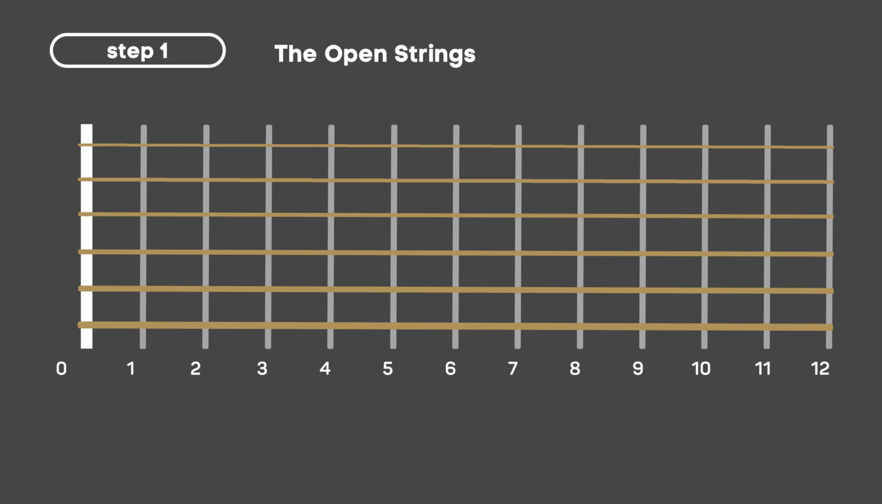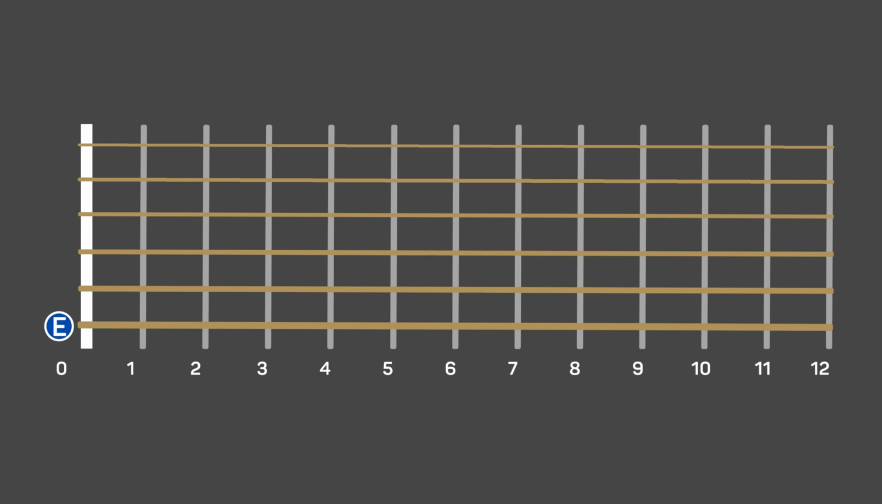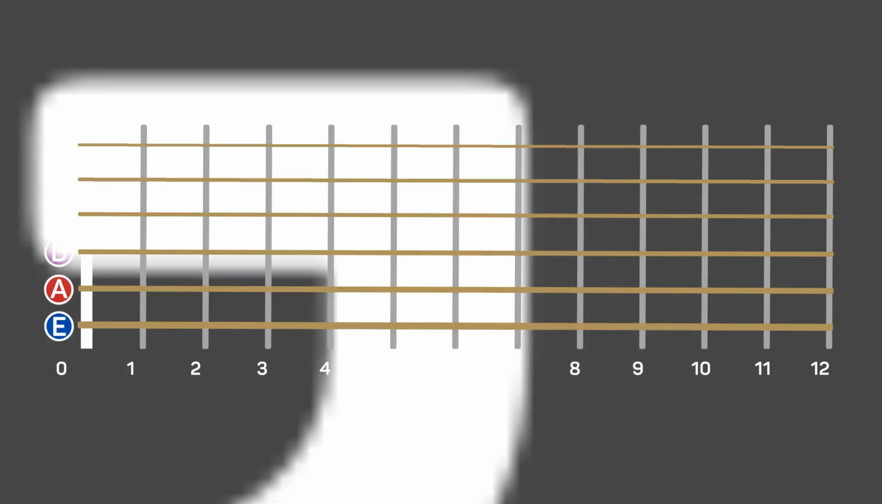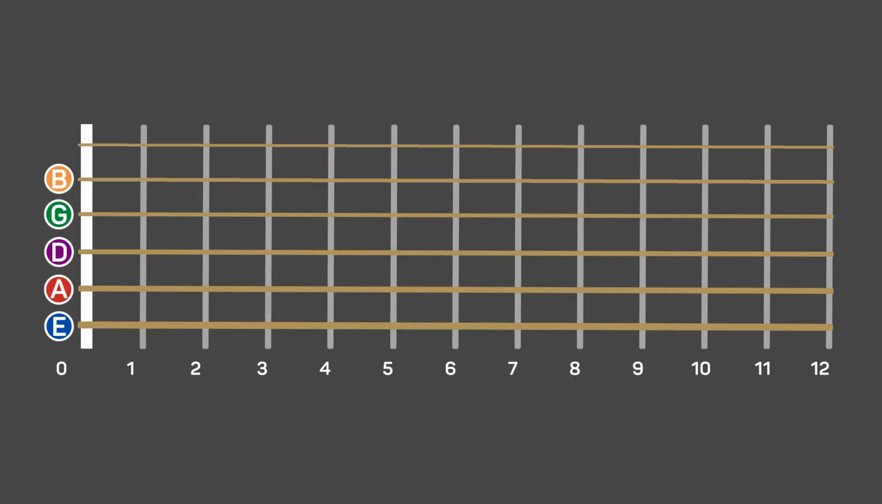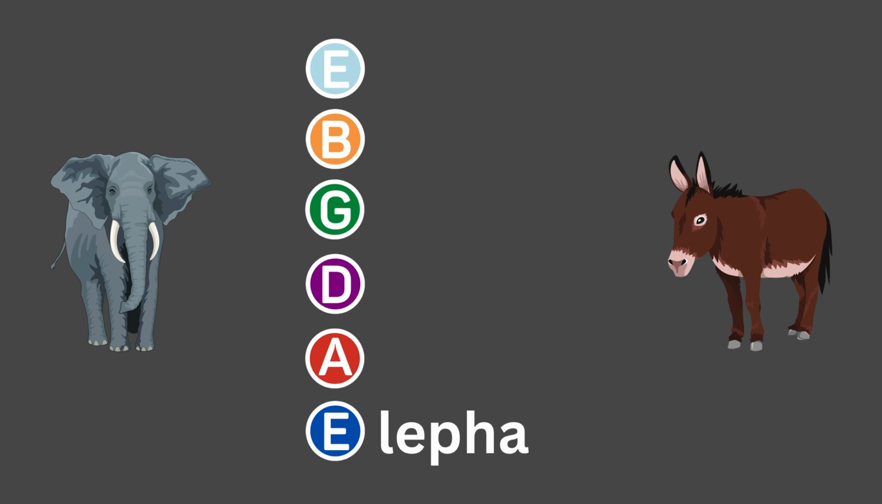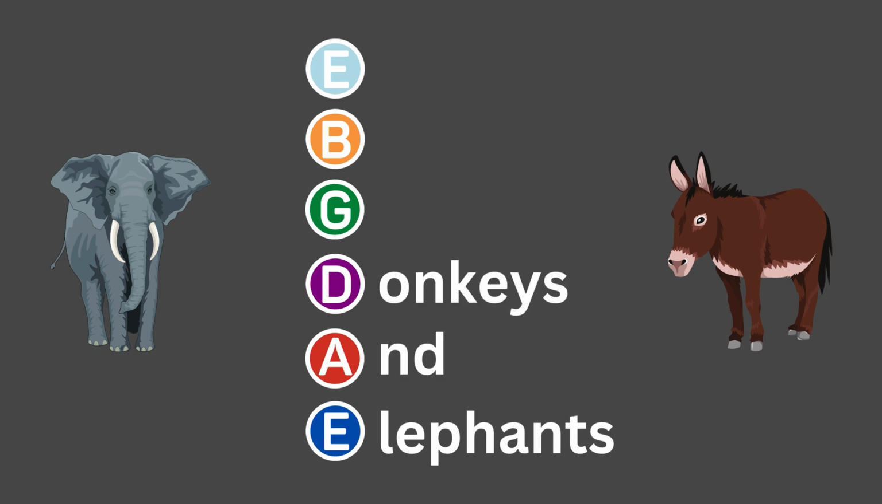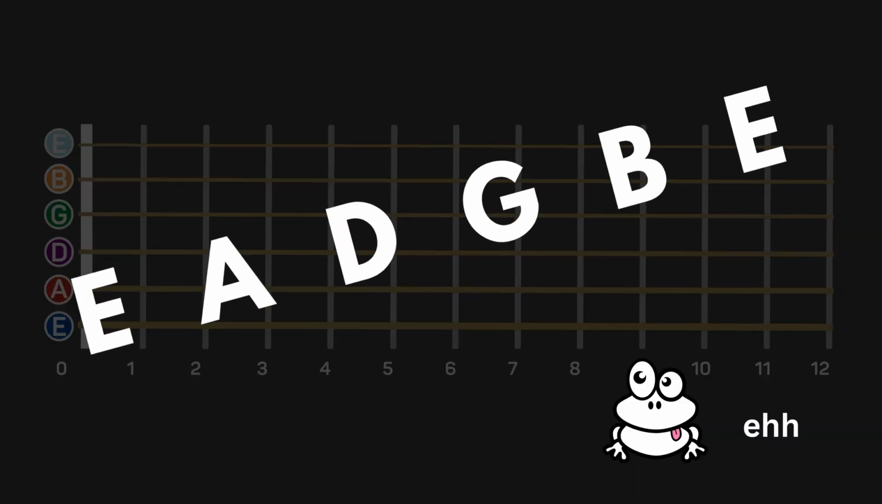How to memorize the notes on a guitar fretboard. Step 1. The open strings. We'll start with our thickest and lowest sounding string, E, followed by A, D, G, B, and a higher sounding E. We can remember the order of these notes by saying "elephants and donkeys grow big ears," or EADGBE.